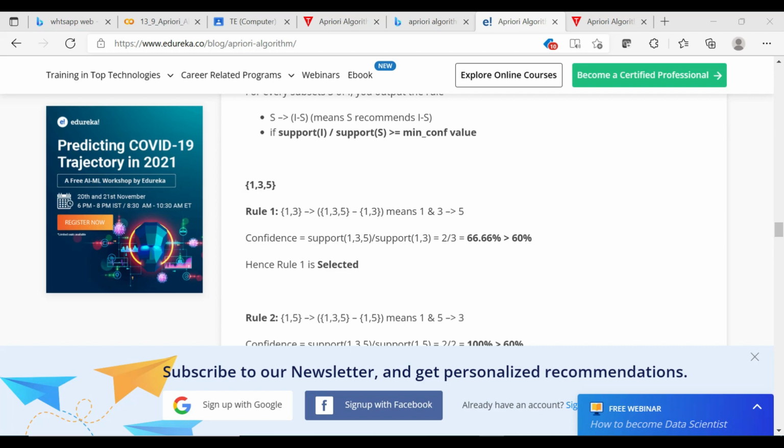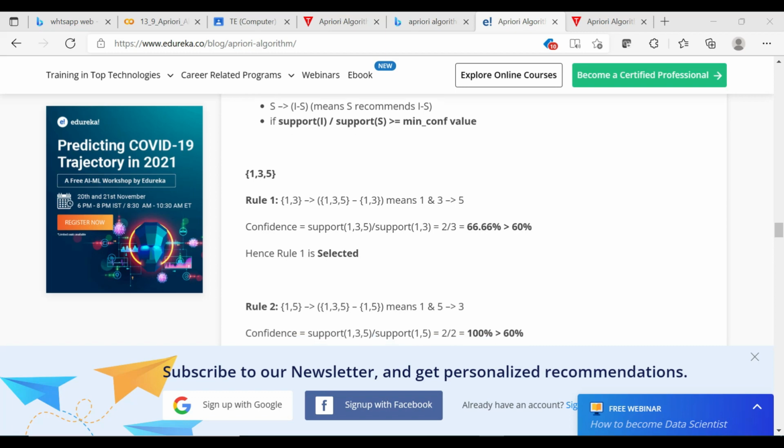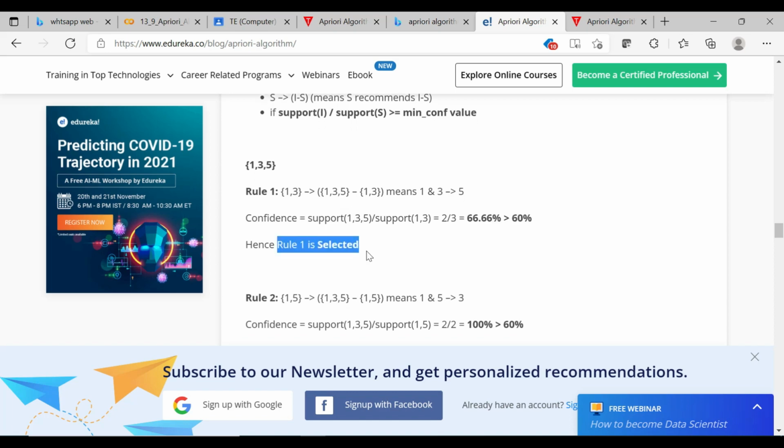Let's find the confidence for the set 1 3 5. Rule 1: 1 and 3 recommends 1 3 5 minus 1 3, meaning 1 and 3 recommends 5. Confidence is equal to the support of 1 3 5 divided by the support of 1 3, which is 2 by 3, equal to 66.66%, which is greater than 60. That's why rule 1 is selected.